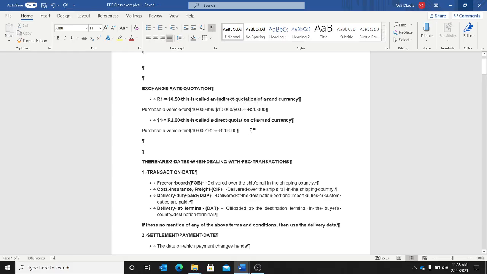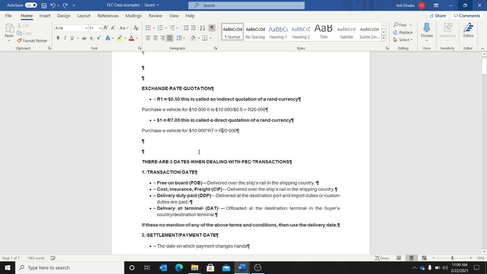Now then we come to the second one, whereby you are saying $1 equals 2 rand. This one we call a direct quotation. You'll see the difference between the two. On this one, the rand is on the right hand side. On the first one, the rand is on the left hand side. If you purchase a vehicle for $10,000 at 2 rand, for example, it gives you 20,000. If this one was, for example, 7, obviously you will multiply here by 7, and that will give you 70,000.